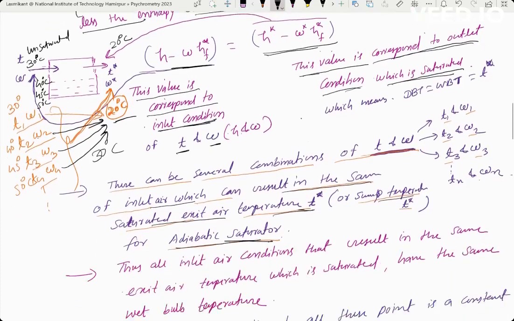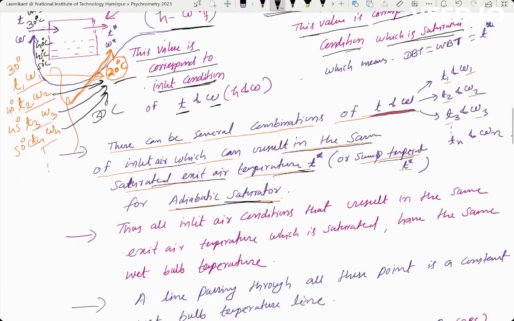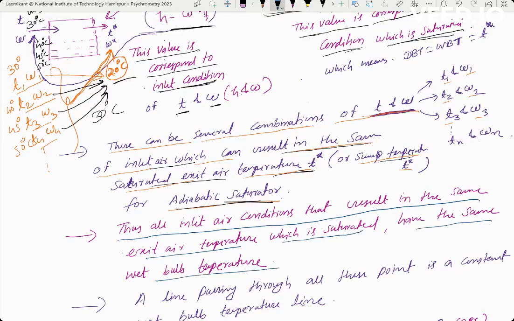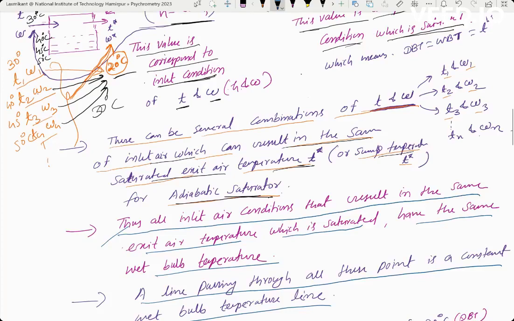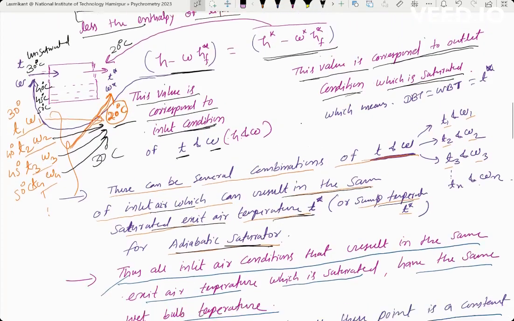Okay, so here it is again written that thus all inlet air conditions that result in the same exit air temperature, which is saturated, have the same wet bulb temperature that we have discussed. Okay, so a line passing through all these points is a constant wet bulb temperature line. So we will find these T1, T2, T3, T4, omega 1, omega 2, omega 3, omega 4 conditions, and we can join all these points and we can draw the constant wet bulb temperature line.